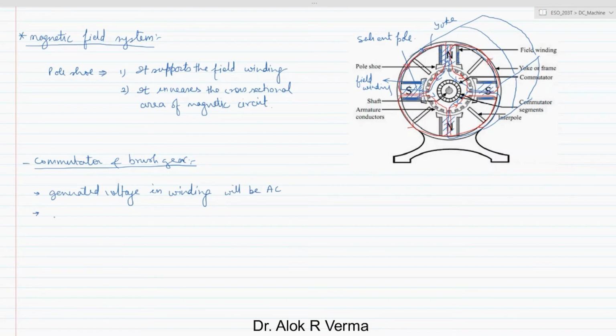Now we have to convert this AC into DC, and that function is performed by the commutator. To obtain direct current or DC in the external circuit, we need a commutator. The commutator converts the generated AC into DC quantities.